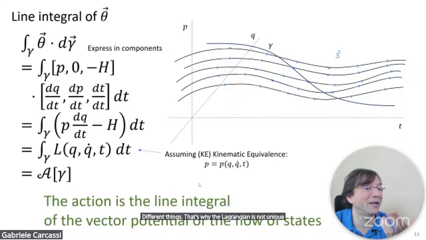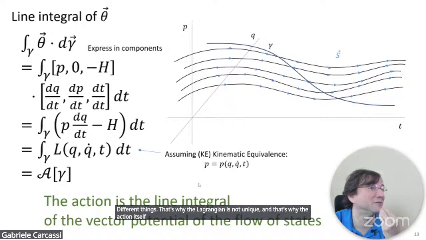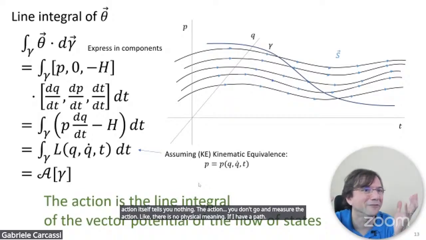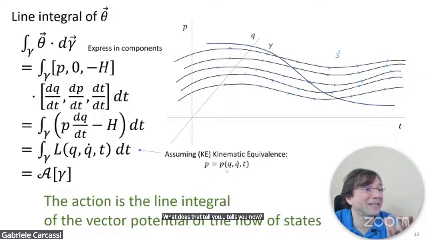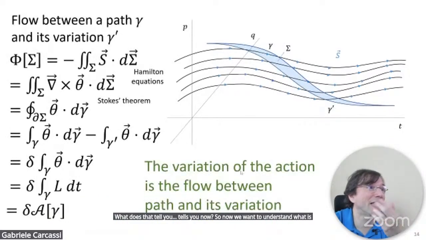And that's why the action itself tells you nothing. The action, you don't go and measure the action. Like there is no physical meaning. If I have a path, the action is 5. What does that tell you? It tells you nothing. So now we want to understand what is the variation of the action.